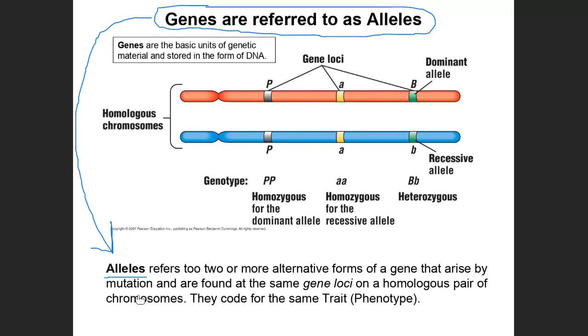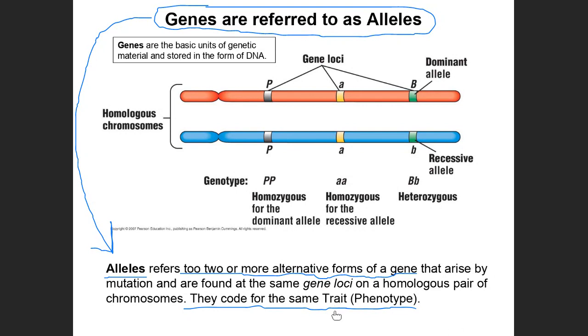And they've arisen by mutation as far as we know, and they'll be found at the same gene loci on a homologous pair of chromosomes. But the catch is this: the two or more alternative forms of the gene code for the same trait, okay, or phenotype. Now, I tend to use phenotype. I tend to place phenotype on the trait, and I'll clear this up when we get into Gregor Mendel's work, okay?